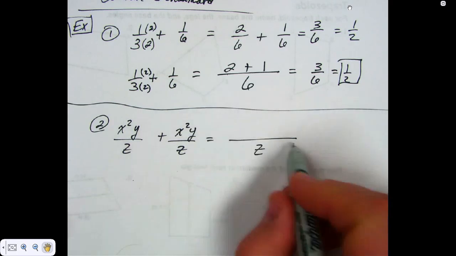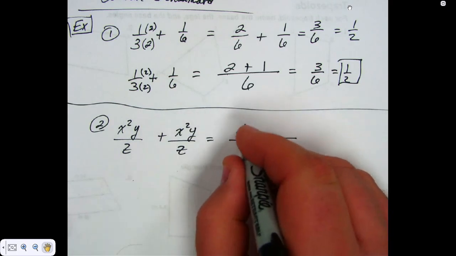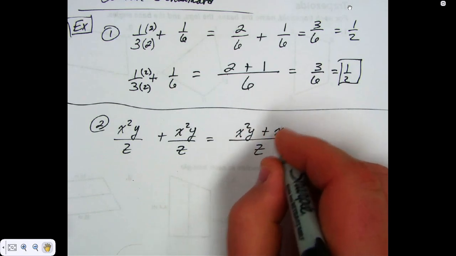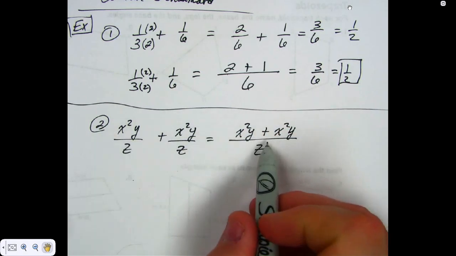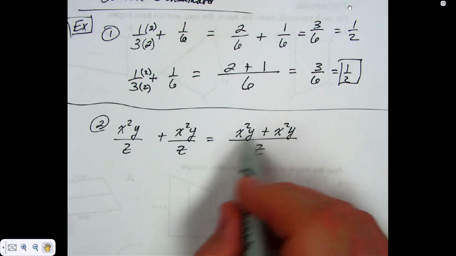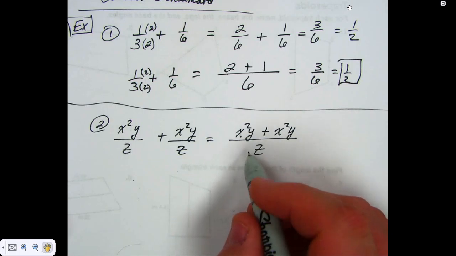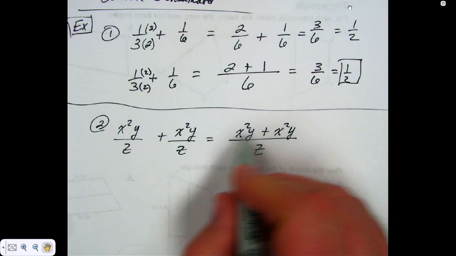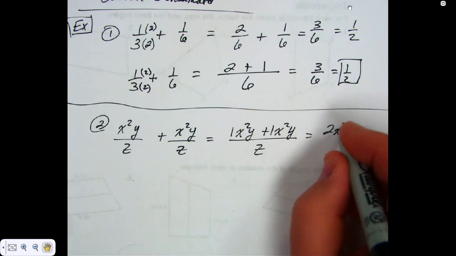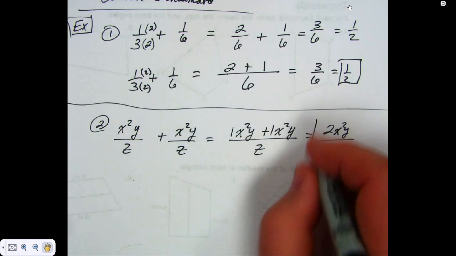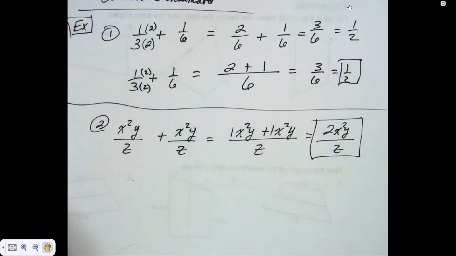It's the same, so I can make it into one big fraction, then at the top have x squared y plus x squared y. Don't worry about adding these yet until you make it into one big fraction. Then once you've done so, and you don't have to worry about the denominator anymore, worry about one thing at a time. Now look and see if you have like terms. And as it turns out, you do. 2x squared y over z. And there's nothing else to simplify, so that is your answer.